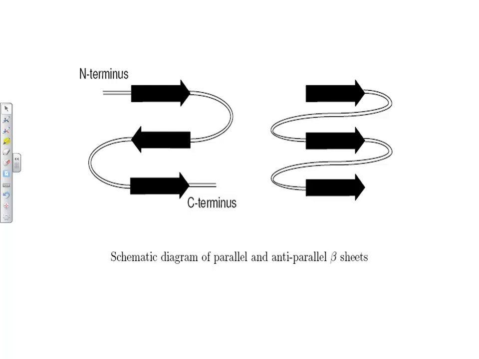Here, the arrows are pointing in different directions. So they call them anti-parallel sheets because it's going in this direction first, and then instead of coming back here and starting the sheet again, it's just coming back this way.